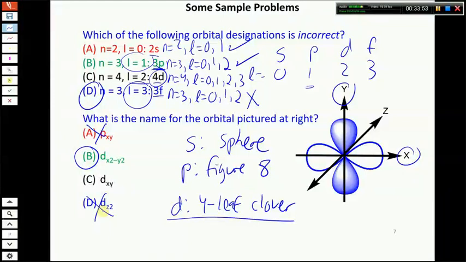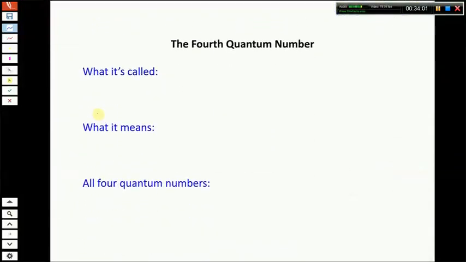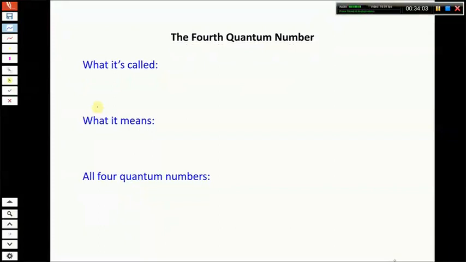So we're going to start a slightly different topic now, although it is closely related. Up until now I've sort of hidden the fact that there is a fourth quantum number. We've talked about the three, N, L, and M sub L, that define orbitals, but there is one more we have to consider when we start putting electrons into orbitals. That one is called the spin quantum number.